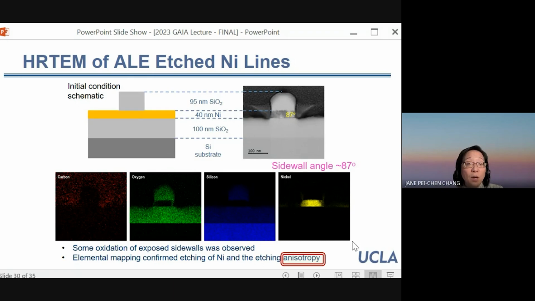The image on the bottom is an elemental mapping showing all the different elements in this particular complex structure, confirming that we indeed achieved this very directional patterning of nickel.